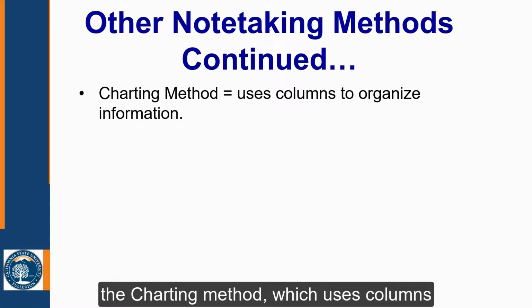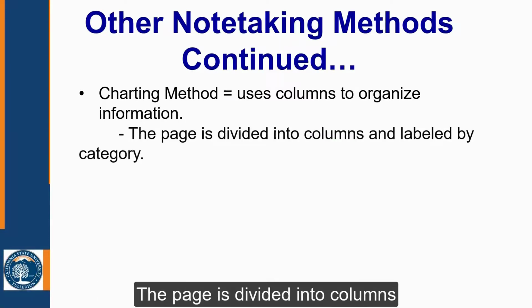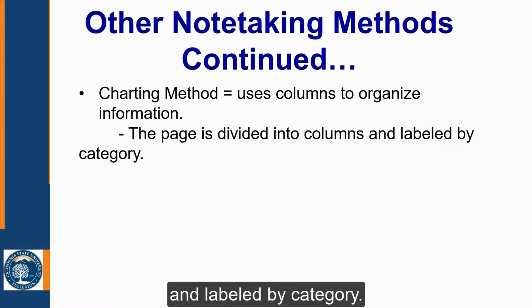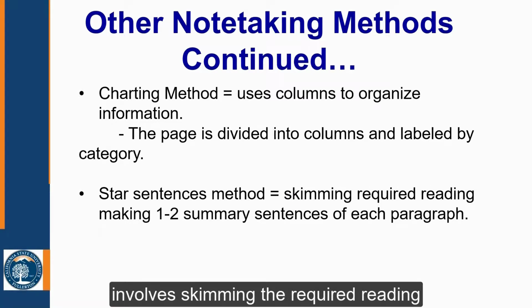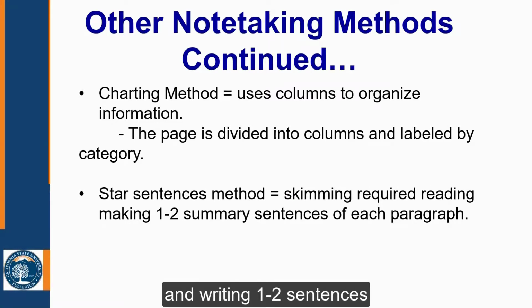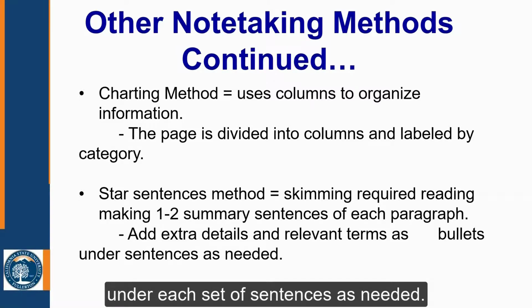More note-taking methods include the charting method, which uses columns to organize information. The page is divided into columns and labeled by category. This method is useful for lectures including facts and relationships between topics. Also, the star sentences method involves skimming the required reading and writing 1 to 2 sentences to summarize each paragraph. This can include adding extra details and relevant terms as bullet points under each set of sentences as needed.